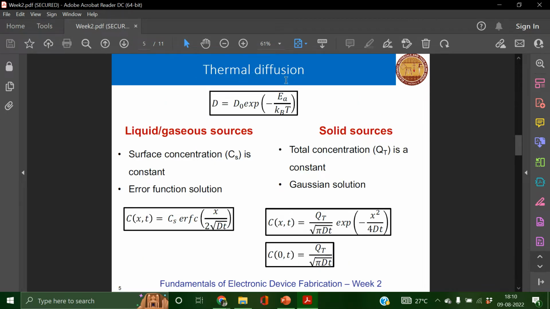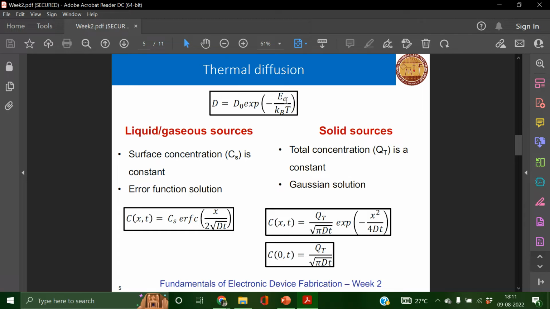Then we have thermal diffusion. In case of thermal diffusion, we already said that it is possible to use solid, liquid or gaseous sources, right? So in case of solid sources, the total concentration will be constant, and we can find out the concentration of these dopants at a particular depth x, and the time taken for the formation of that particular concentration using a Gaussian solution. So these are the two sets of equations that are used for these particular solid sources in case of thermal diffusion. And here D is the diffusion coefficient and D0 is a pre-exponent.